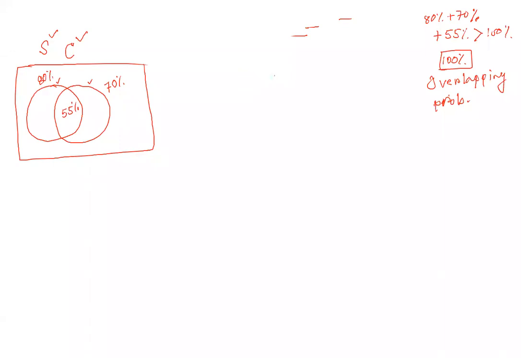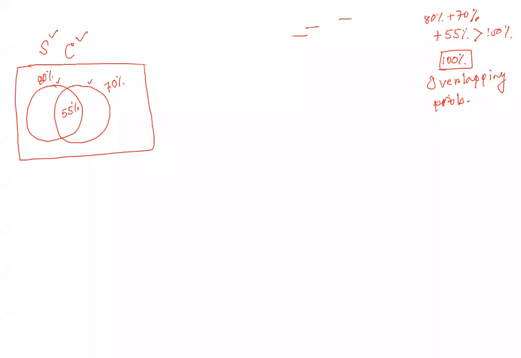So what does that mean? You pass stats. By looking at this diagram, can you identify the region that would indicate that you only pass statistics? If you can find that area, that will represent the probability of passing statistics only. So we are looking for probability.